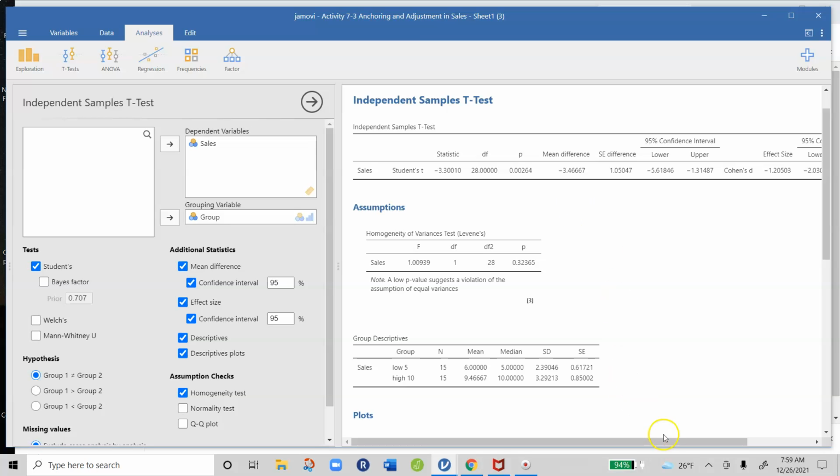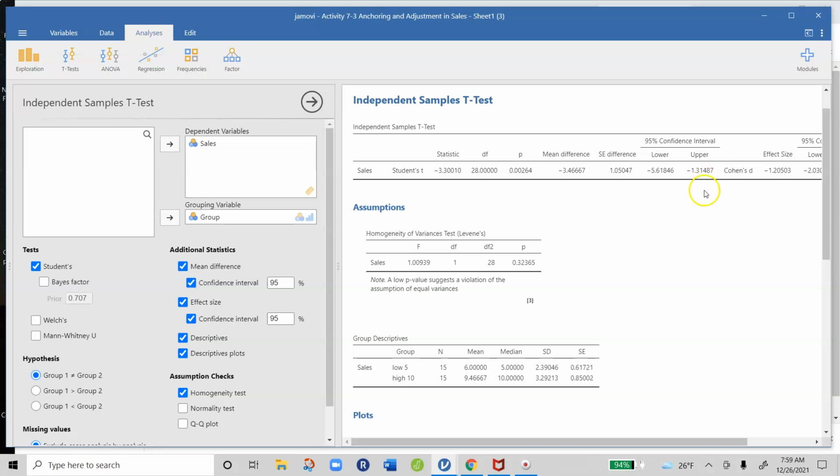Next, we can look at the 95% confidence interval. This first confidence interval is around the mean difference. In raw score units, our mean difference is negative 3.47 with a lower bound of negative 5.62 and an upper bound of negative 1.31. So we're 95% sure that the true mean difference in the population is somewhere between negative 5.62 and negative 1.31.